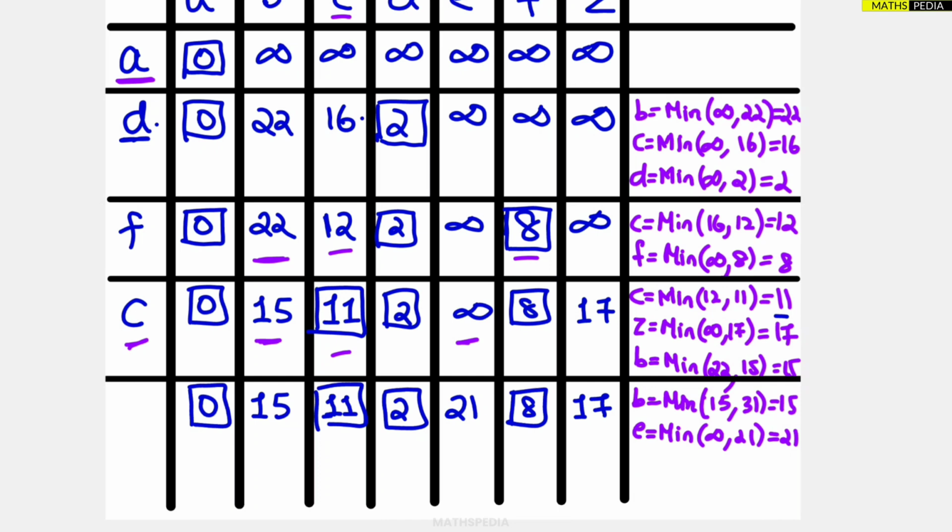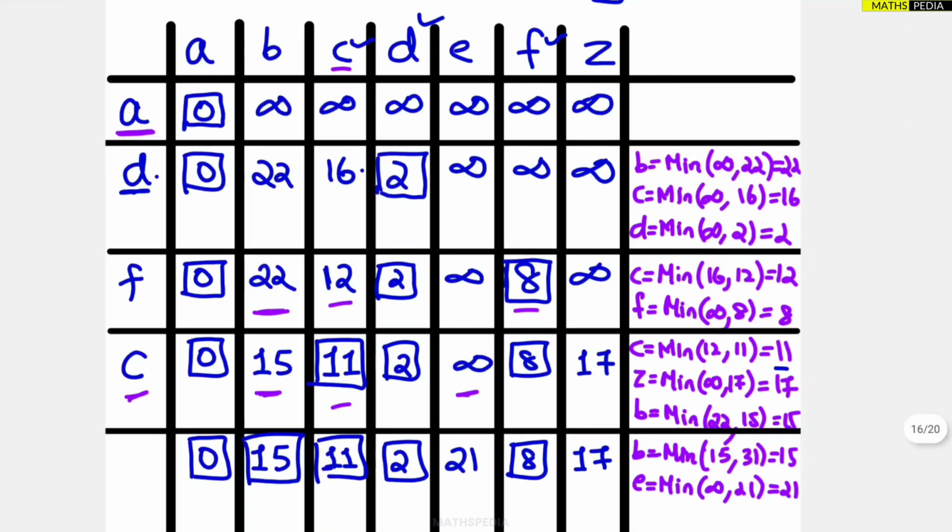Which is the least value we have got, right? Which is the least value? Excluding the permanent label, which is the least value? 15 is there, 21 is there, 17 is there. So 15 will be having the permanent label.